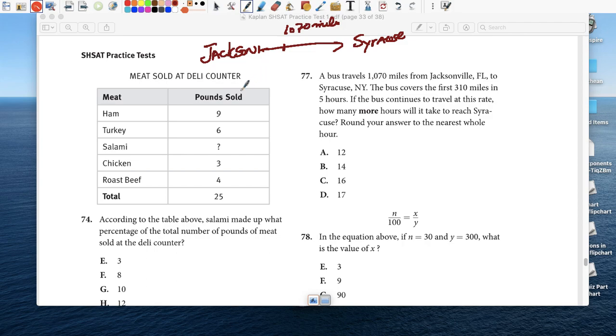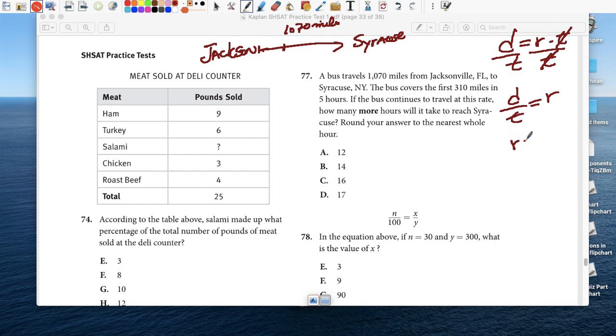If the bus continues to travel at this rate, what is the rate? Well, we have to find the speed. So remember, there is a formula: d equals r times t, distance equals rate times time. We can use this to find rate in this case. Look what happens when I divide both sides by t. This t and this t go away, and we have a different formula now for rate. The rate is distance over time. So we're going to use that.